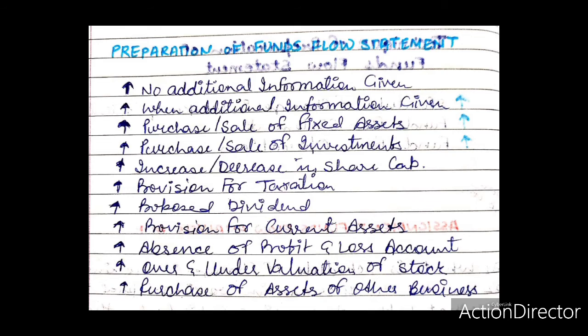Similarly, the amount provided for tax will not be added back to the net profit for ascertaining funds from operations. Though this method is frequently adopted, yet it is not supported by AS3. B. As an appropriation of profits.